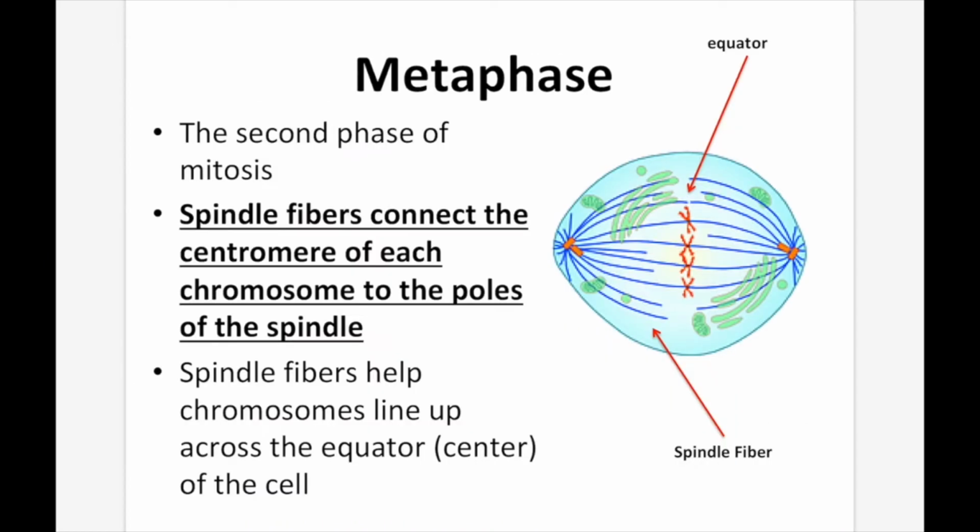Metaphase. Metaphase is the second phase of mitosis. Spindle fibers connect the centromere of each chromosome to the poles of the spindles. And you can see the spindle fibers here connecting right to the centromeres. And spindle fibers help chromosomes line up across the equator.